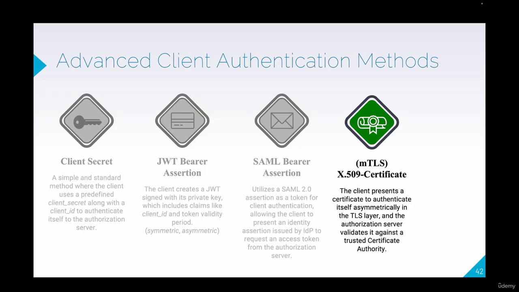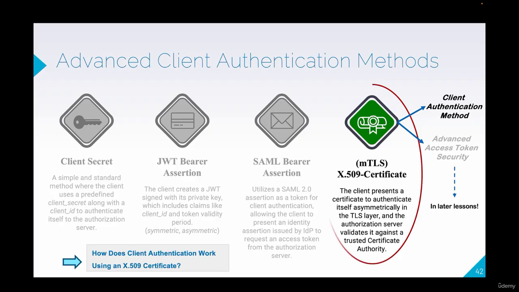Before we delve into X509 certificates, it's important to note that mutual TLS, or mTLS for short, with X509 certificates is used in OAuth 2 not just as a client authentication method, but also as an advanced security mechanism for securing access tokens. We'll explore this aspect in a later lesson. Now let's examine how client authentication works using an X509 certificate.